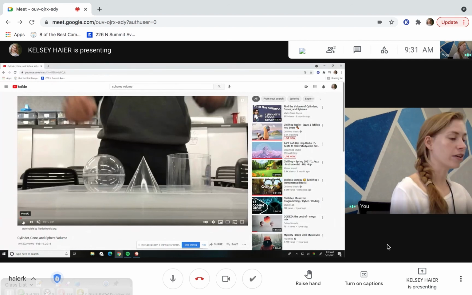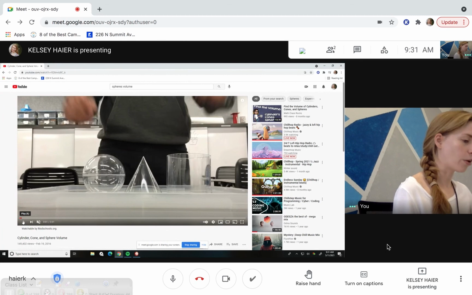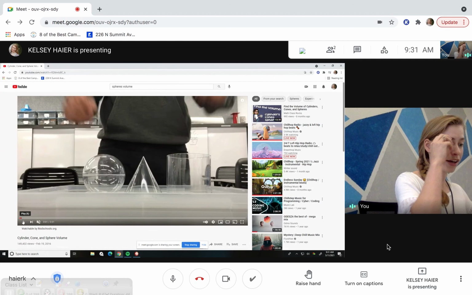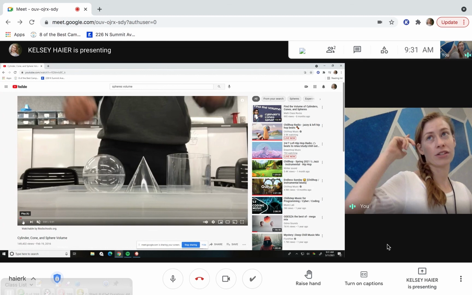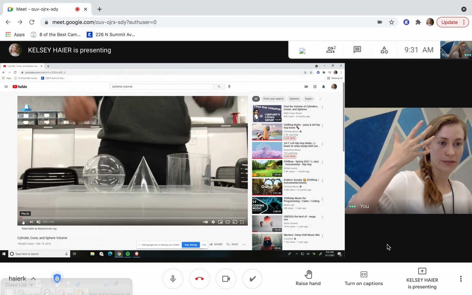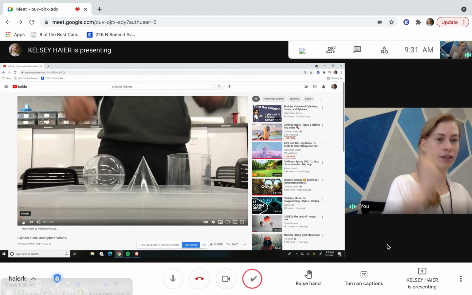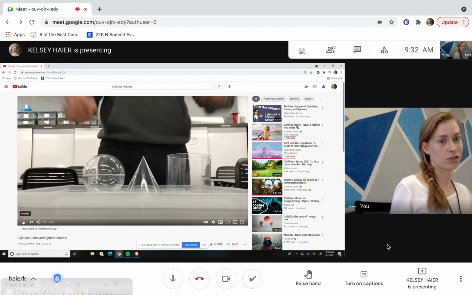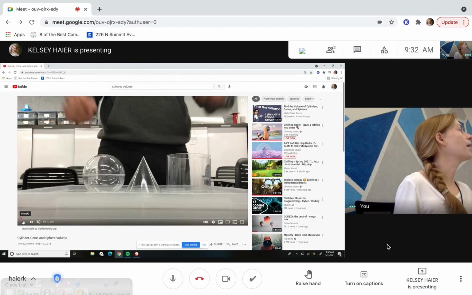Now, if you look at your notes, the volume for a sphere is actually 4/3, and then the radius to the third power, because volume is talking about 3 dimensions. So r cubed, and then times pi, because it's dealing with a circle, so we have to have pi in there. Now, let's see what happens.